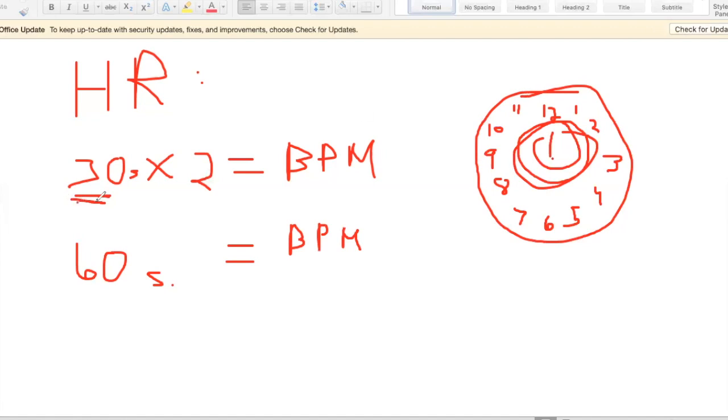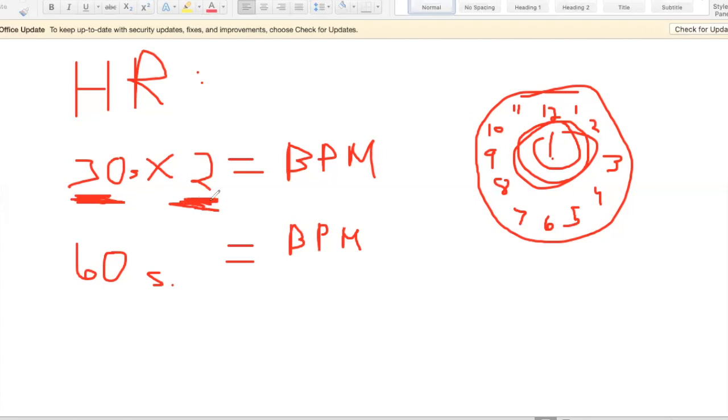If you don't know how to use a regular clock, just use an analog or a digital clock, and that'll work best. But for heart rate, you're gonna go 30 seconds, count the number of beats, and multiply by two. Now remember, because you're multiplying by two, this is always going to give you an even number.